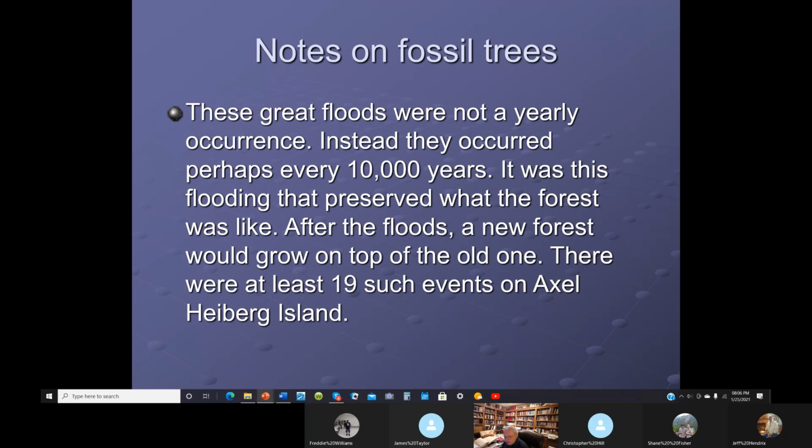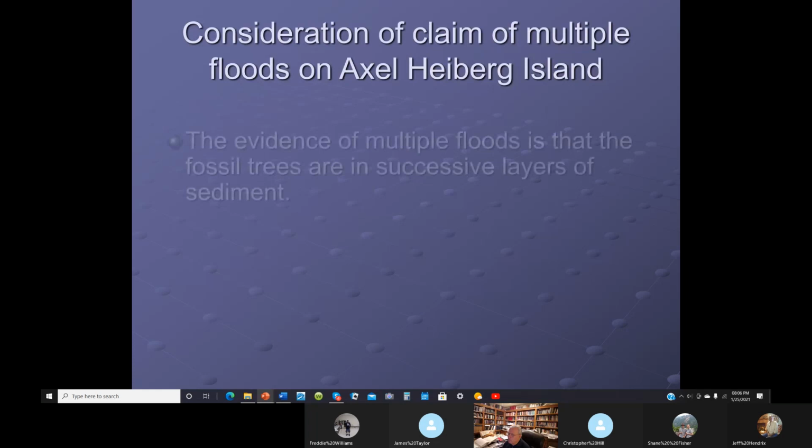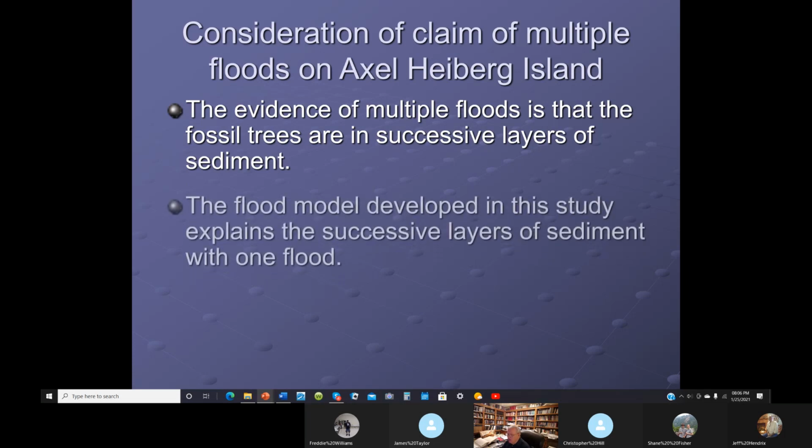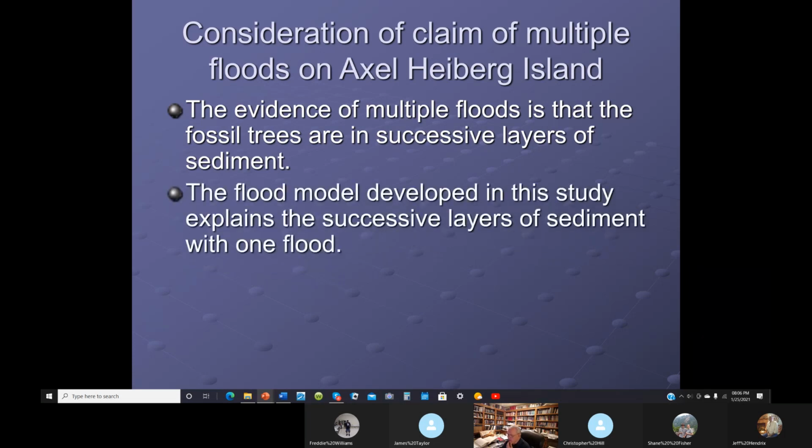My model explains this without having to reject the flood, okay? But some models have trouble with it. My model doesn't. The evidence of multiple floods is that the fossil trees are in successive layers of sediment. The flood model developed in this study explains these successive layers of sediment with one flood. And we'll describe the flood as we go through, show it. Any questions so far?